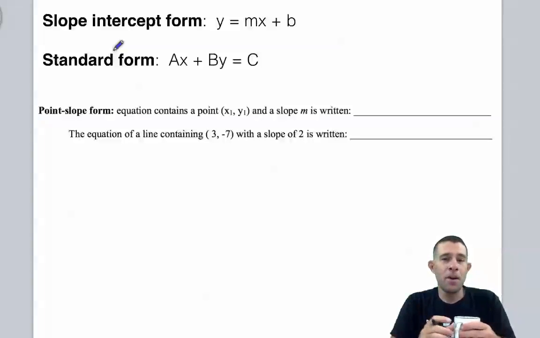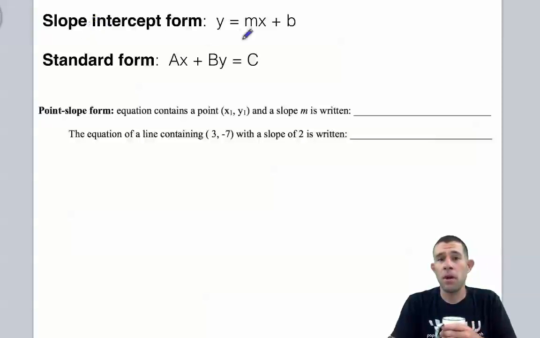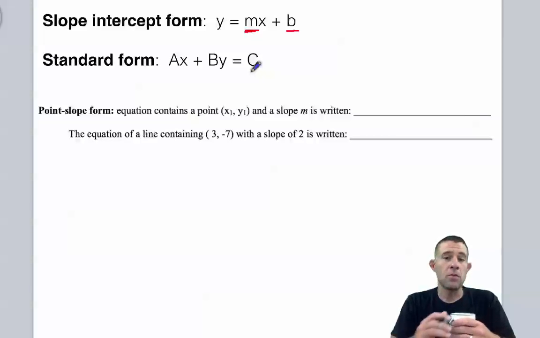Up until this point in our chapter, we've talked about two different ways to write the equation of a line. The first form we learned was slope-intercept form, in which we needed to know the slope of the line and the y-intercept. That allowed us to write y equals mx plus b form, which is known as slope-intercept. Then we talked about the standard form. This is where both x and y are written on one side of the equal sign and set equal to a constant. ax plus by equals c was that form.